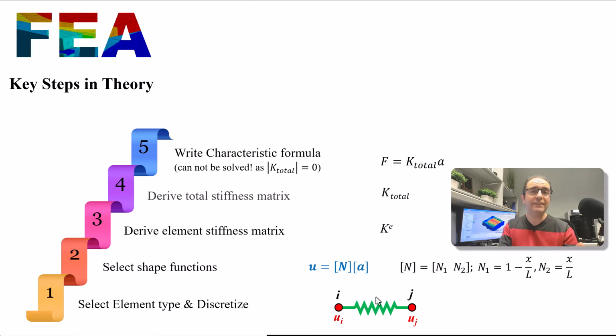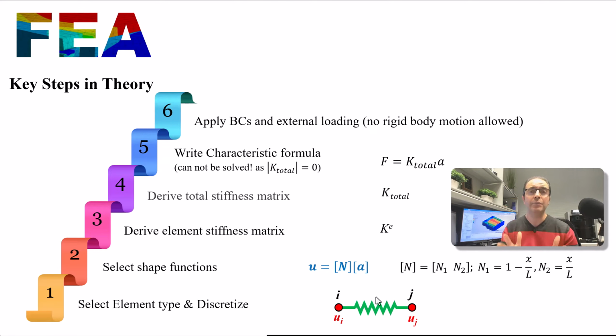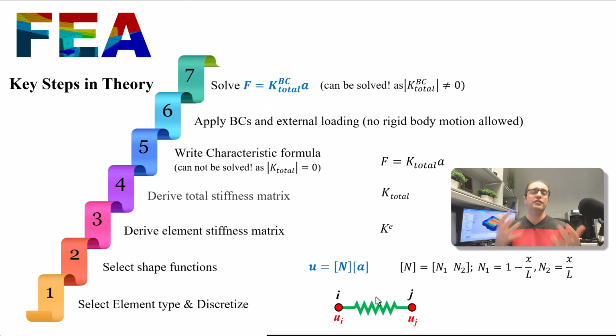How do we make the determinant non-zero? By applying the boundary conditions. We also apply the external loads, and then we can actually solve the new characteristic formula. You can see that now instead of K total, we have K total with BC applied to it. And the determinant of K total BC is not equal to 0. We can solve it and we will get a definite answer. One answer, not infinite number of answers.